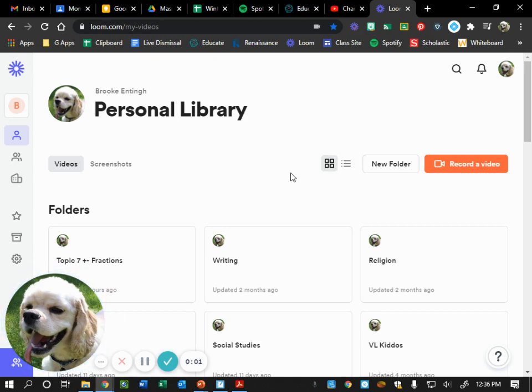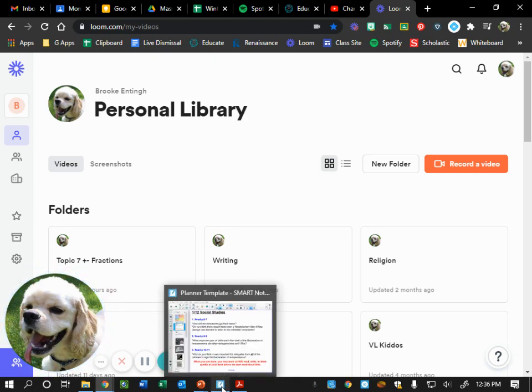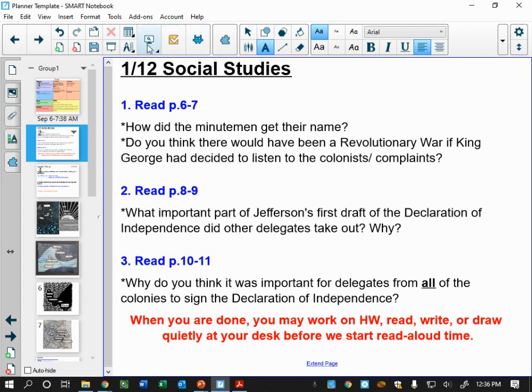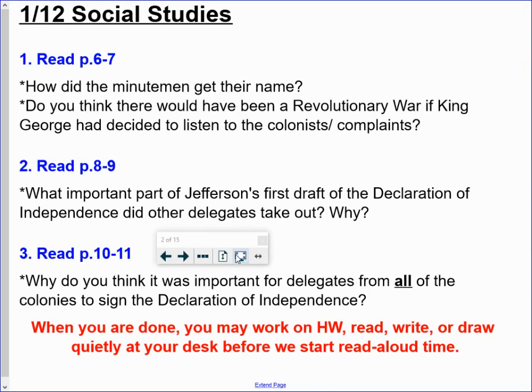All right, so 5th grade for social studies today. This is what we are going to be doing. You're going to read 3 sets of pages, page 6 and 7, page 8 and 9, page 10 and 11. You'll notice that for page 6 and 7, there are 2 questions you're answering, but for the other 2 sets of pages, there's only 1 question.